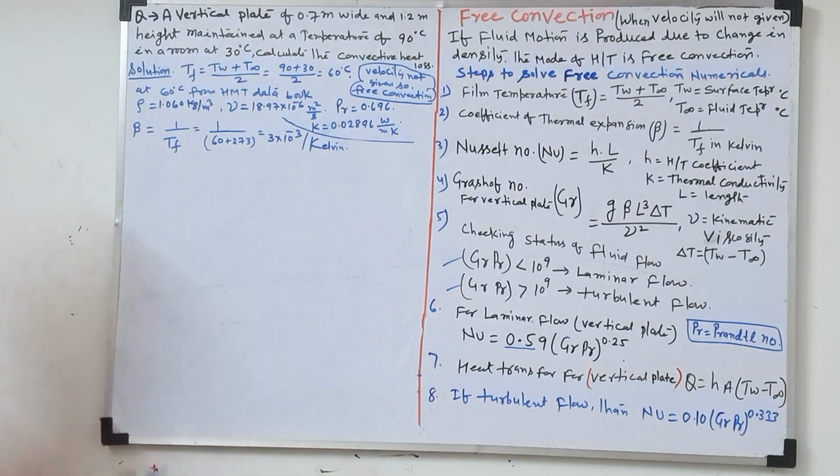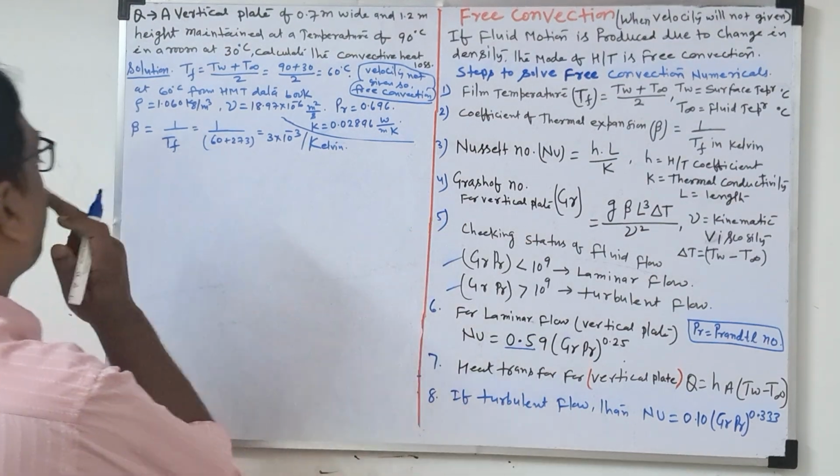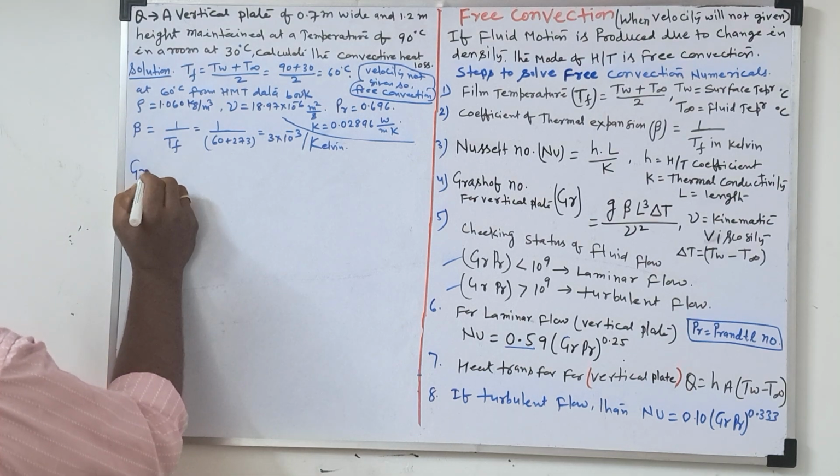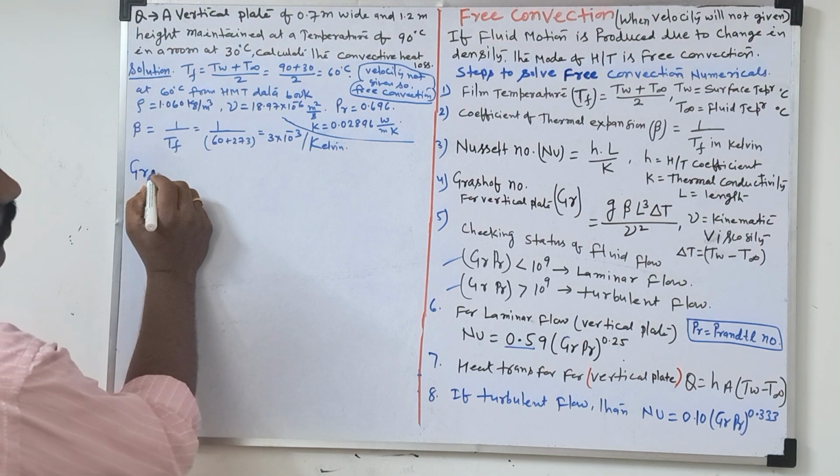So this will be the Kelvin. With thermal expansion we find out... Now we'll write the Grashof number. We'll find the Grashof number and check the status of the fluid.